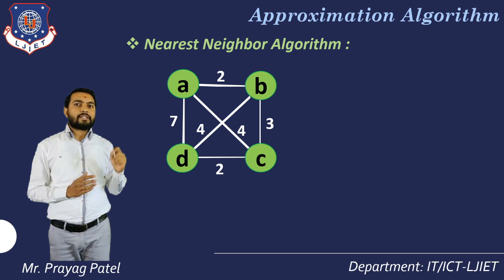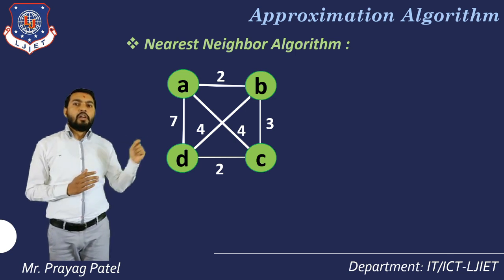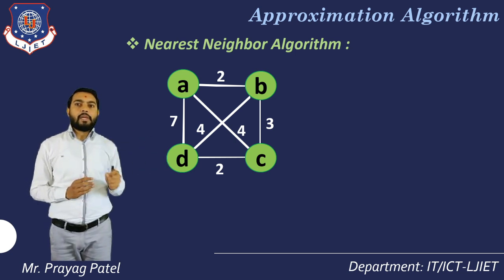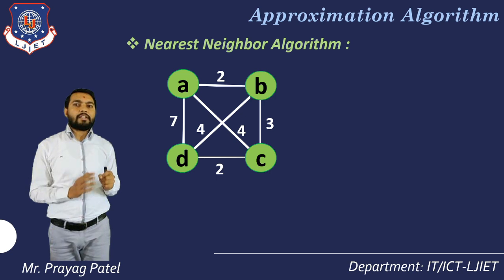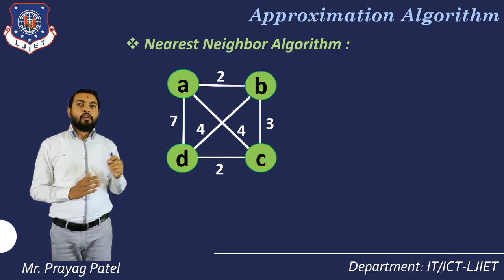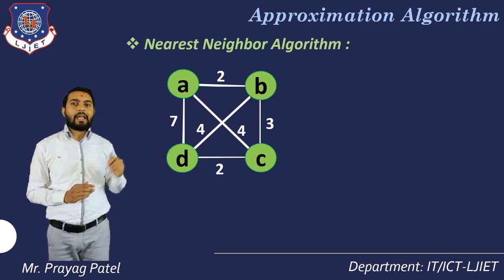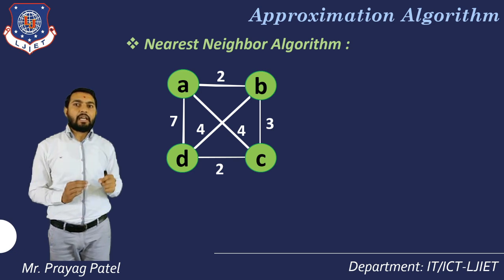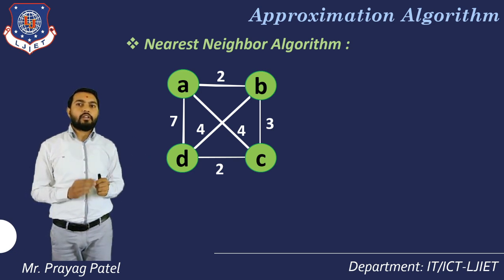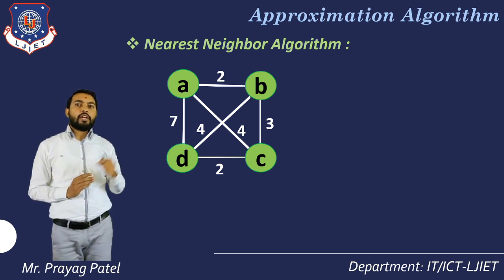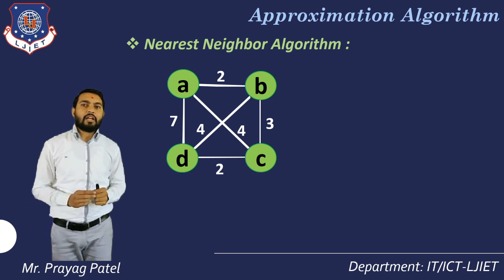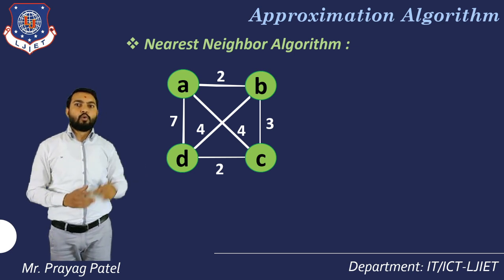So your source node is the same as your destination node. Now here in this example, A, B, C and D, these 4 nodes are considered as 4 different cities. You have to start from city A and reach city A again, covering all the nodes only once. Now, the first algorithm for solving the traveling salesman problem is the nearest neighbor algorithm.